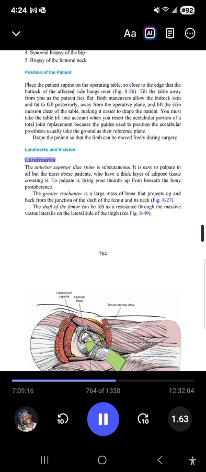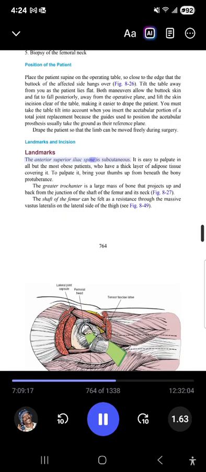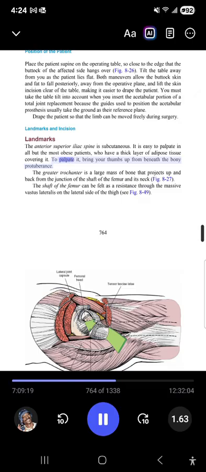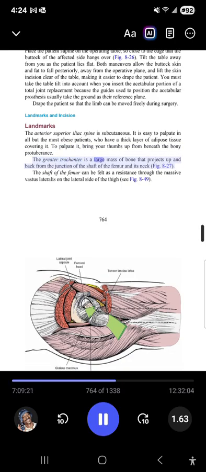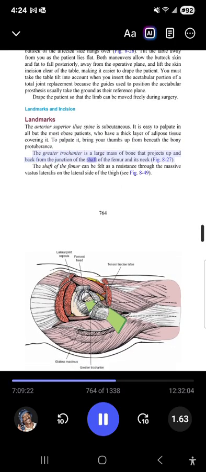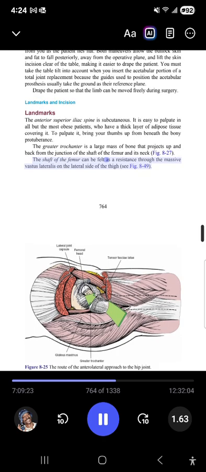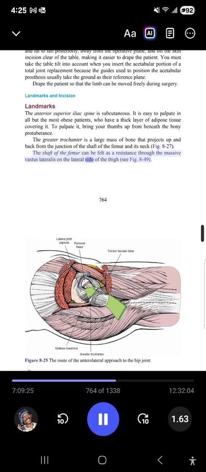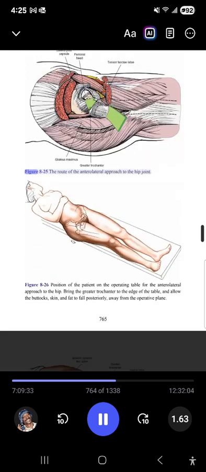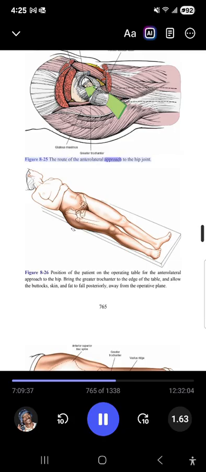Landmarks and incision. Landmarks. The anterior superior iliac spine is subcutaneous. It is easy to palpate. The greater trochanter is a large mass of bone that projects up and back from the junction of the shaft of the femur, and the shaft of the femur can be felt as a resistance through the massive vastus lateralis on the lateral side of the thigh. See Figure 8-49. Figure 8-25. The route of the anterolateral approach to the hip joint.